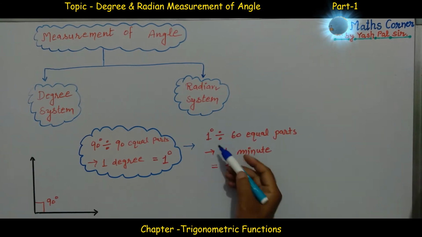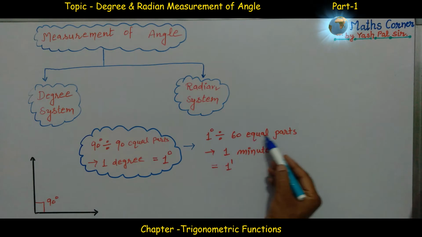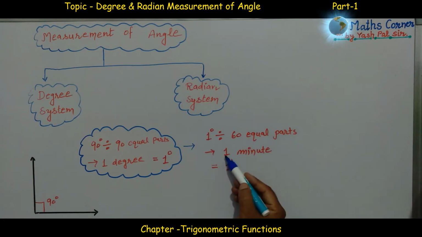Now next, when this 1 degree is divided into 60 equal parts, then the result is equal to 1 minute. This is called 1 minute, and this is denoted like this.